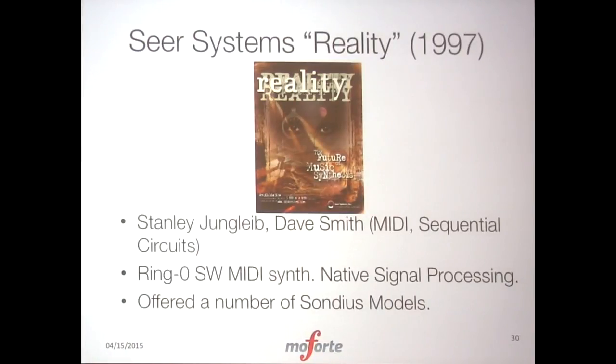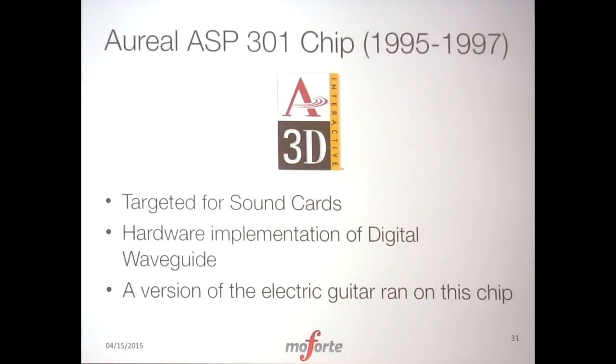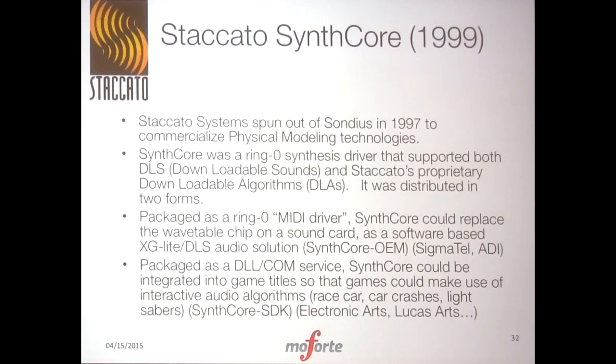Skip over that. So there was a product in 1997 called Reality that had physical modeling in it as well. And there was a chip that was designed between 1995 and 1997 that used physical modeling technology. However, it was never used for the purpose of creating music. And then there was a company called Staccato that attempted to commercialize the physical modeling technology, and as with many startup companies, wound up doing something totally different, which was to replace one of the hardware chips, the wavetable sound chip that was on PCs. That was a very good thing for them to do.